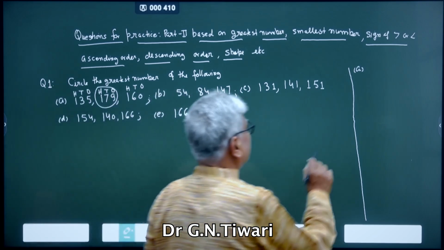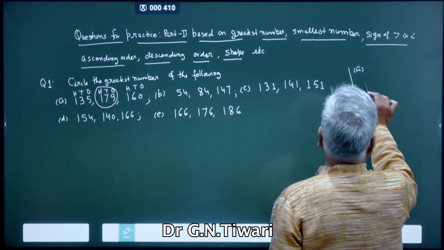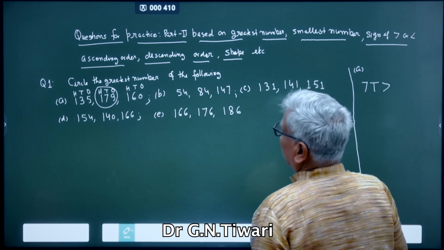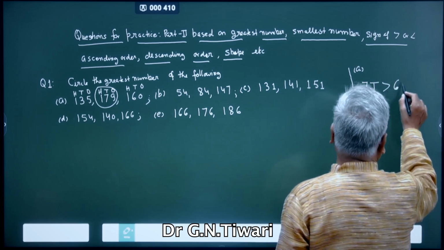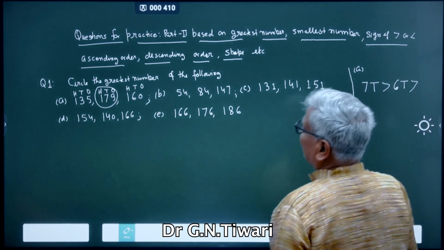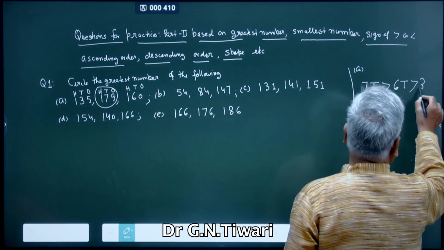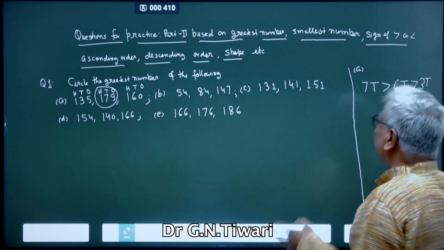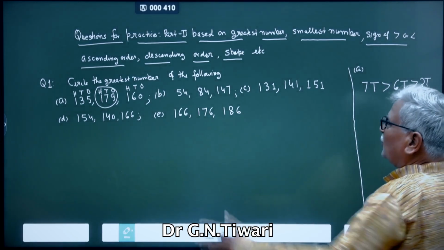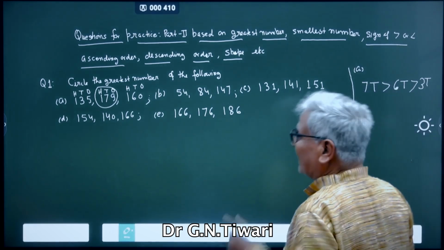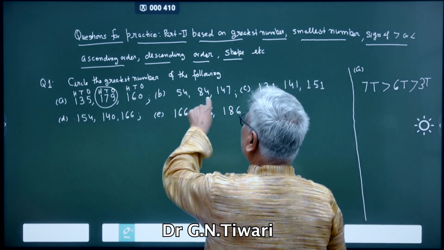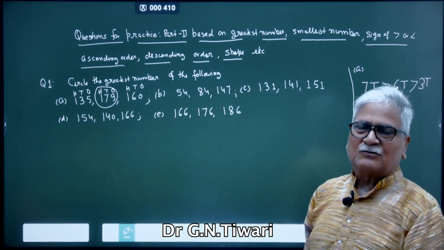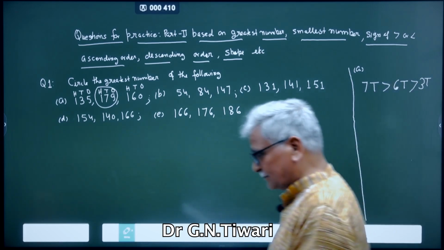So you can say that 7t is greater than 6t, which is also greater than 3t. As far as greatest is concerned, you have to do like this. So please do all these things. For example, here there are 2 digit, 3 digit, 3 digit. So 3 digit is always greater than 2 digit. So sometimes you have to use your mind also.